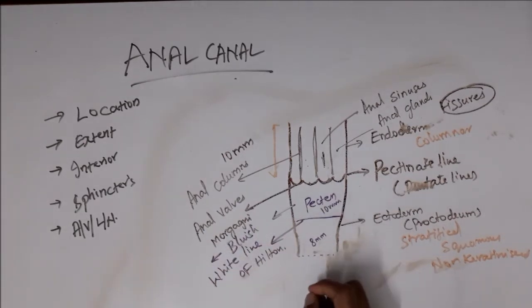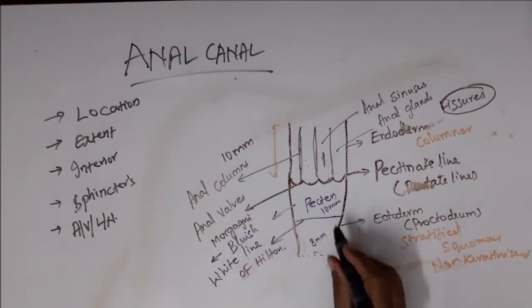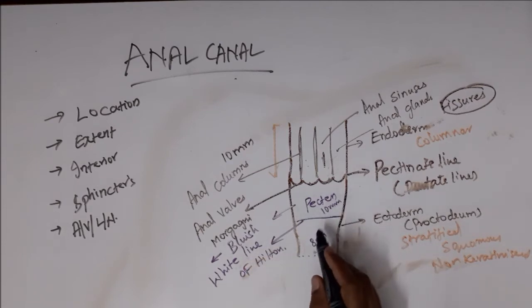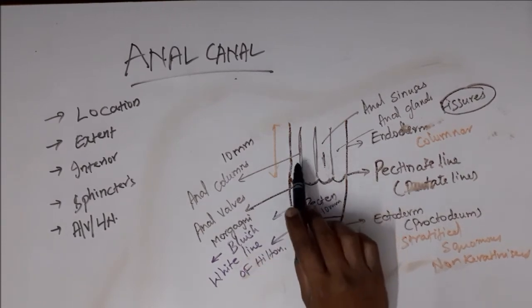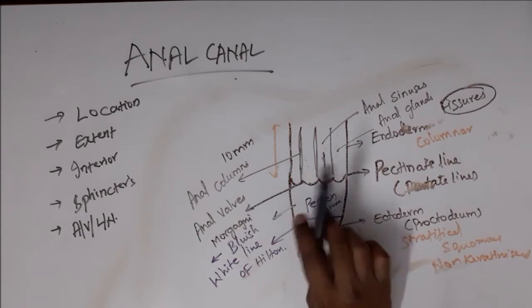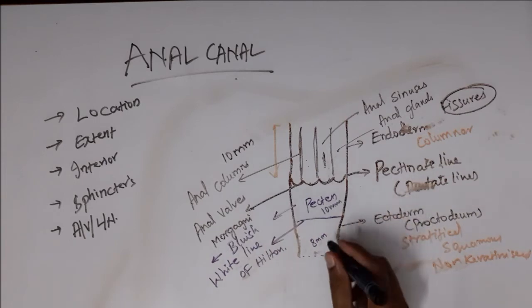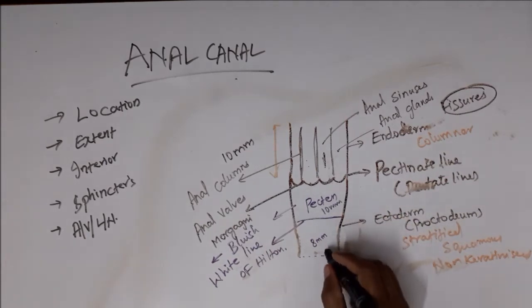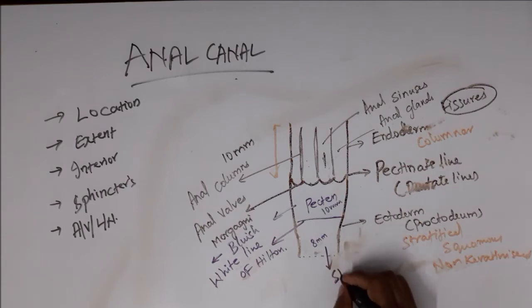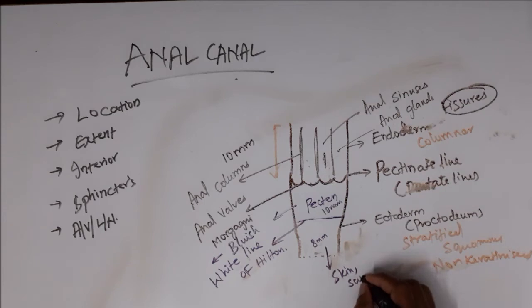The lining epithelium here in the pecten is stratified squamous non-keratinized epithelium, and it doesn't have any anal columns, anal valves, or anal sinuses. It's something like smooth. Then the region below this white line is lined by skin, with all the sweat glands and sebaceous glands.